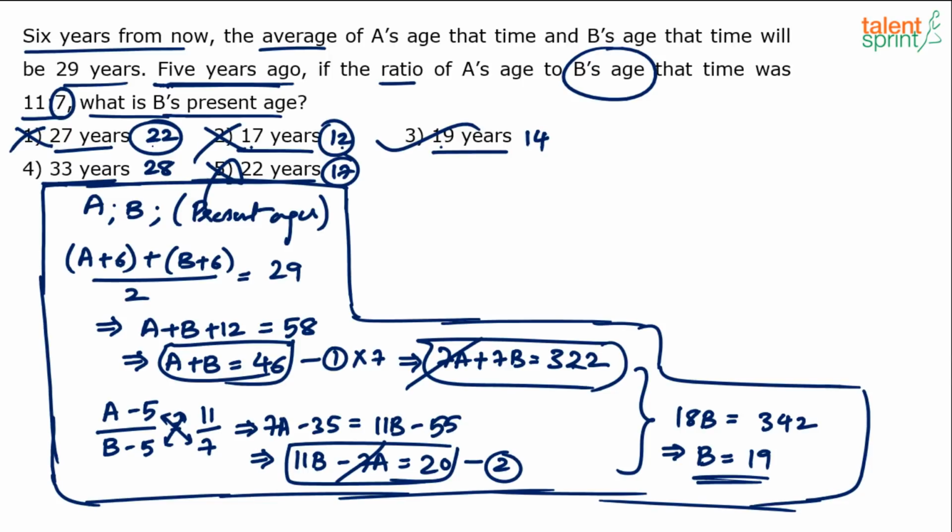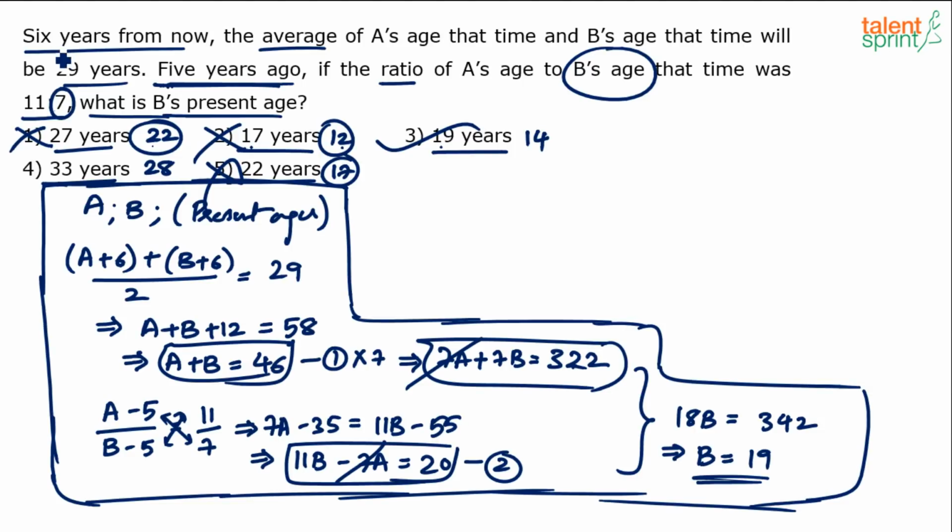However, let's see how to do the complete verification. So basically, the answer is what? Either 19 years or 33 years. B's age is either 19 years or 33 years. Okay. Now, how do you find out which of these 2 is correct? Let's see.